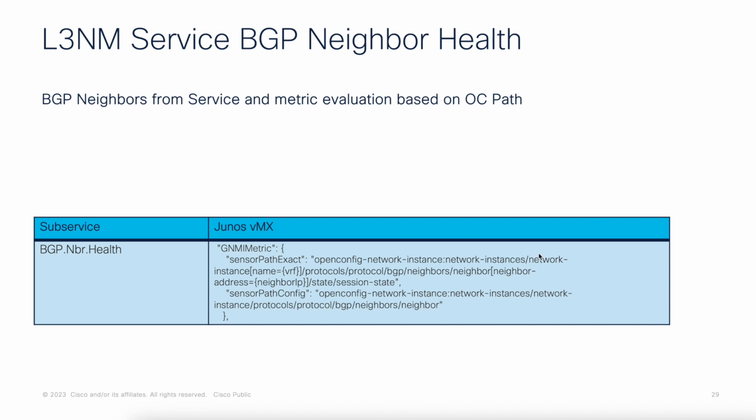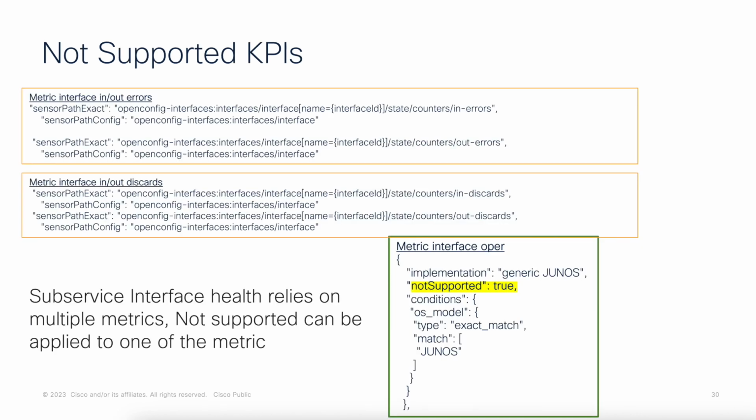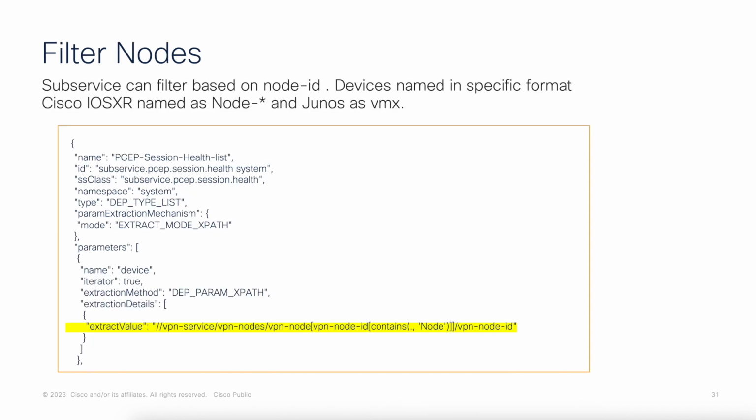So the BGP neighbor health is very similar. We have an OpenConfig path that we can get and we can check. And here's the thing: some of these KPIs that we are looking for on Cisco XR do not apply. So you can actually put a not supported equals true in the heuristic package, and that will be ignored. We won't be collecting that.